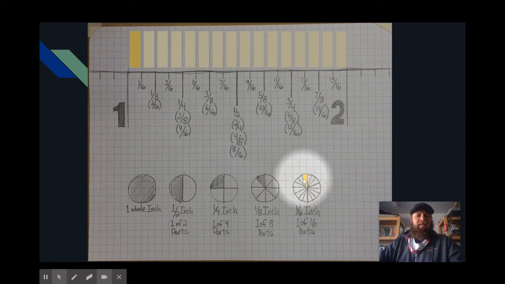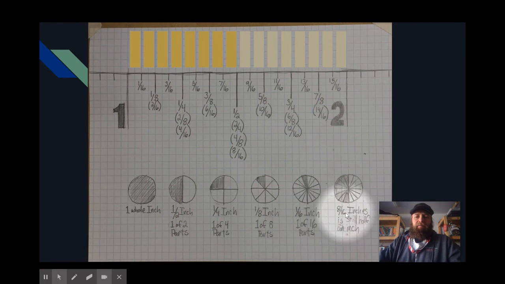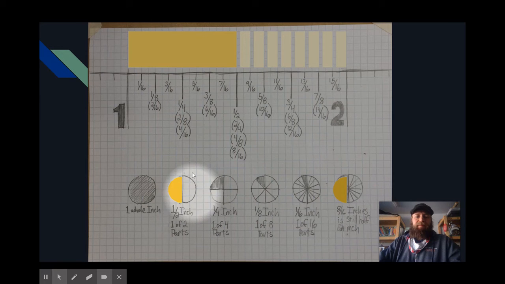And 16ths, that little tiny measurement. It's important to remember, though, that 8/16 is the same as half an inch. So if we were to shade in all those, it's the same thing. We would not call it 8/16. We'd call it 1/2. Those 8ths are still there, those quarters are still there, those 16ths are still there, but we're going to call it 1/2 so that we're all speaking the same math language.